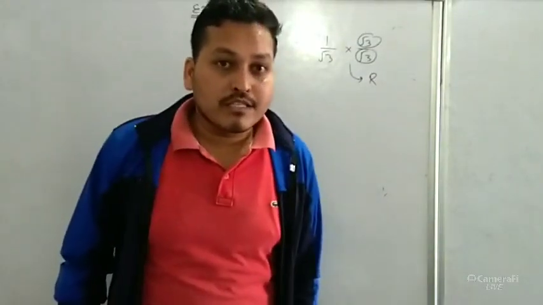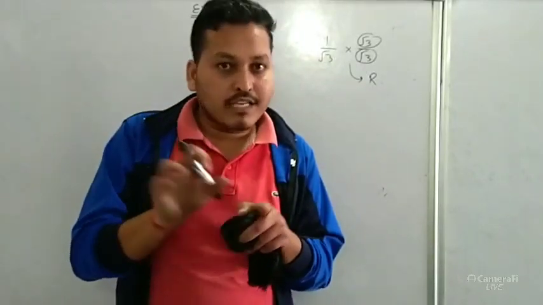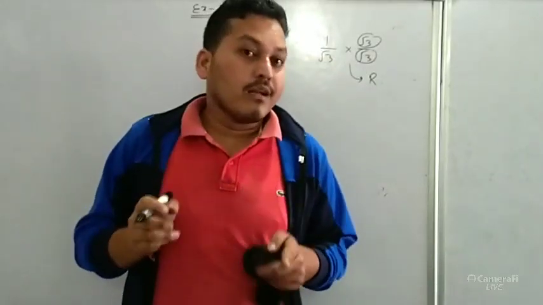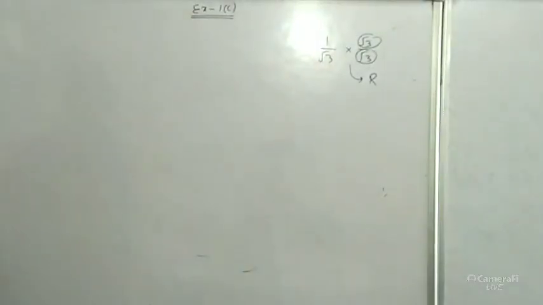Rationalization means multiplying and dividing by the same number. Conjugate means the numbers and digits are the same, but the sign between the numbers is reversed, changed. Okay, so hope you understand these things. If you understand this one, write in the comment section.